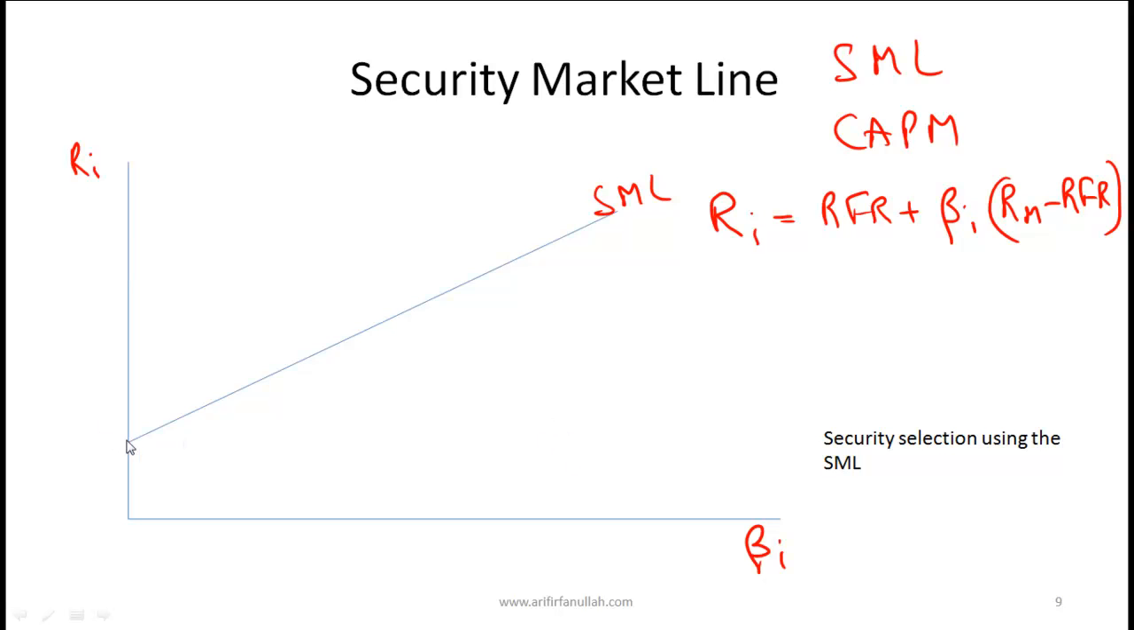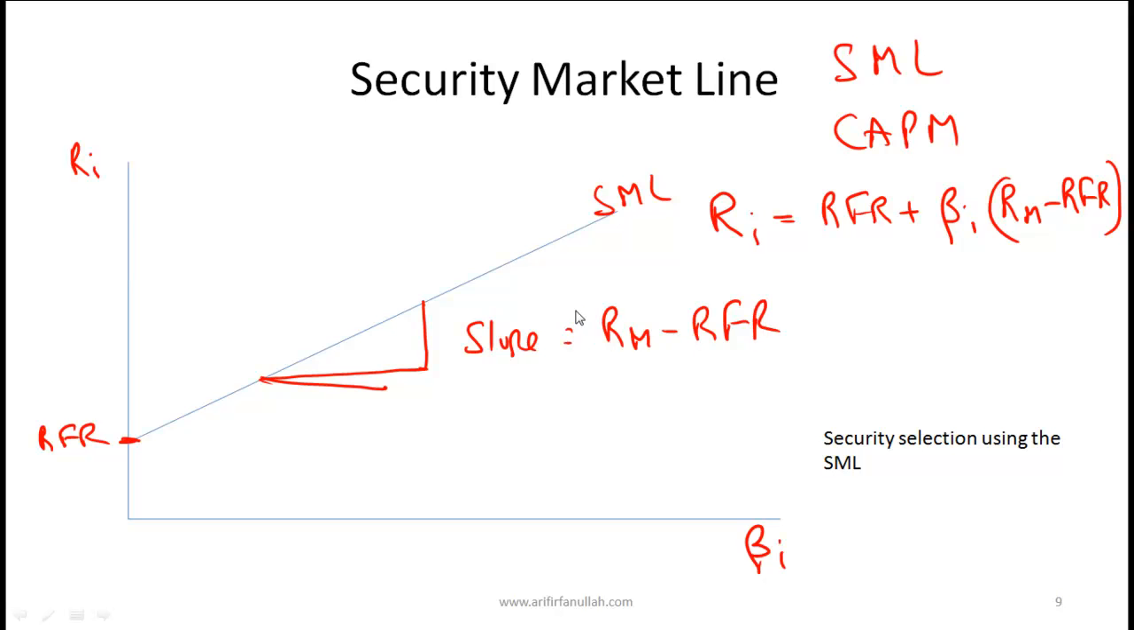So this point is the risk-free rate, and the slope of this line is simply the market risk premium. So the slope is equal to the return on market minus the risk-free rate. This is also called the market risk premium.